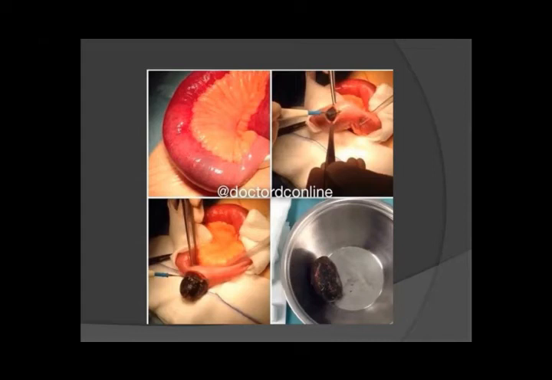In the bottom left picture, you see that the object has been completely retrieved from inside the bowel and emptied out onto the abdominal sponge. Finally, it's been put into the bowl on the bottom right corner, and most likely this object is a stone. This presentation is usually known as ileal stone, right?